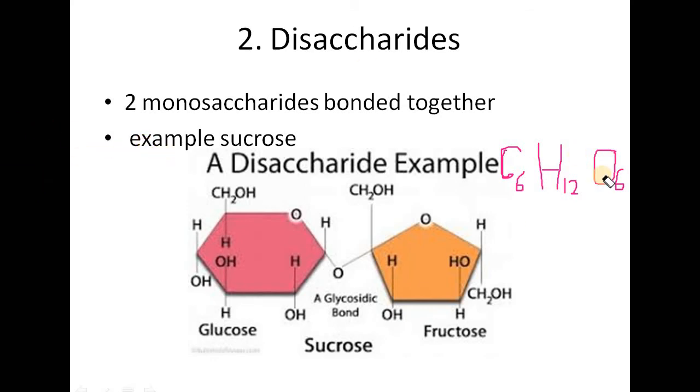Now the second type is called what? It's called disaccharides. And what's the meaning of disaccharides? Di means two, so it means that we have two monosaccharides that are bonded together to make this disaccharide.